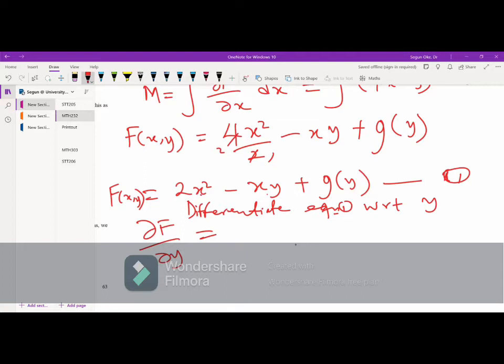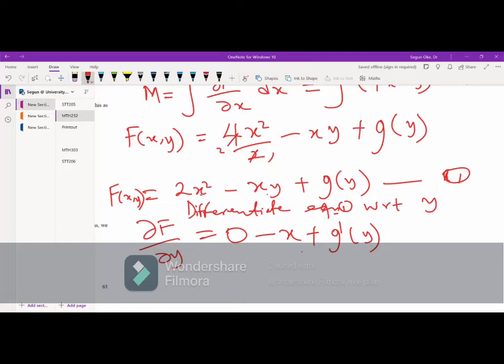When you differentiate this one, what do you have? We're differentiating 2x squared minus xy. When you differentiate 2x squared, you have 0. Then minus x. Plus g prime of y. You have to differentiate g of y with g prime of y.